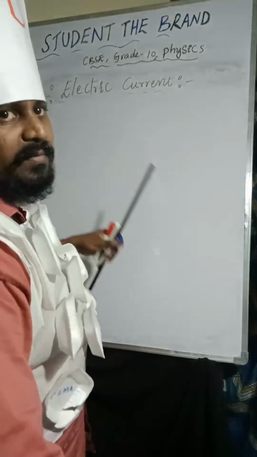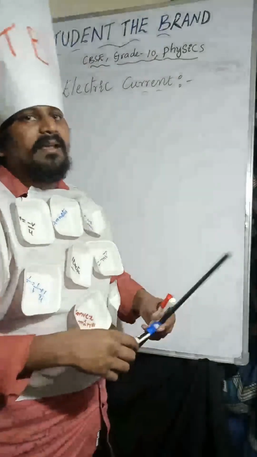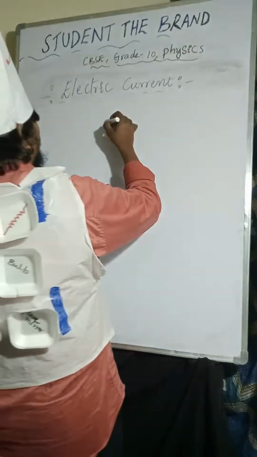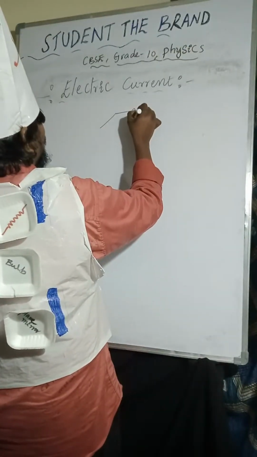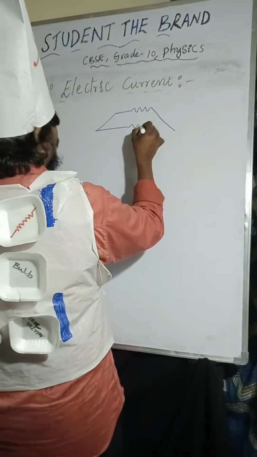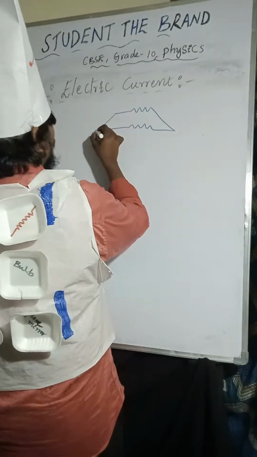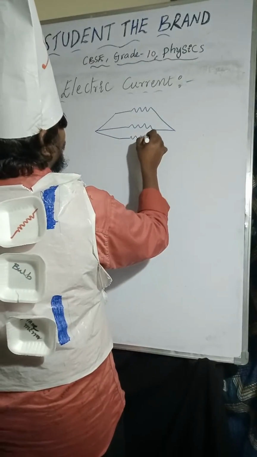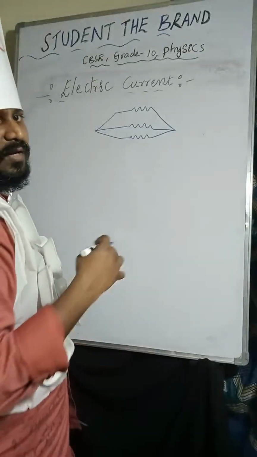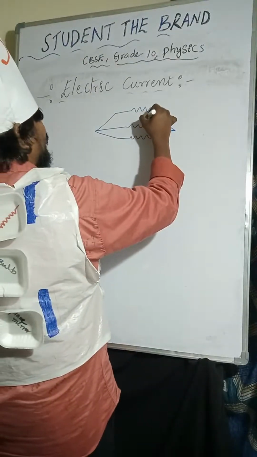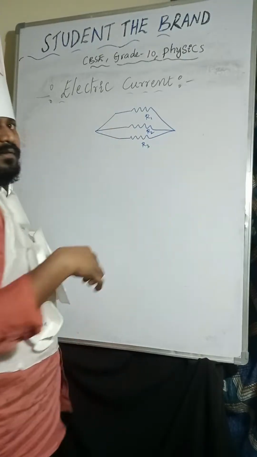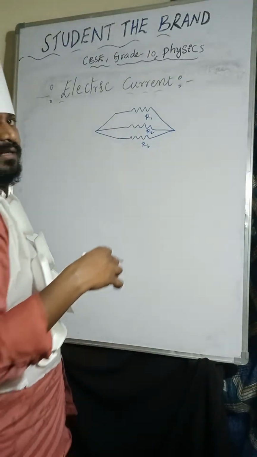So if n number of resistors are connected in parallel combination, how will it be? We will look into that. So I am taking now 1, 2 and 3. Okay, so R1, R2, R3.